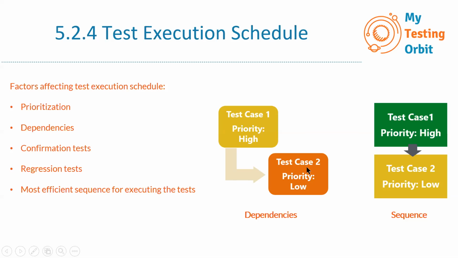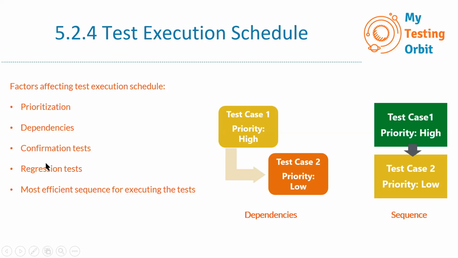So we will run this one first and then the test case 1. There are a few exceptions where, if there are any dependencies, then we will run those first, and we will not apply the rule of prioritization in those cases.